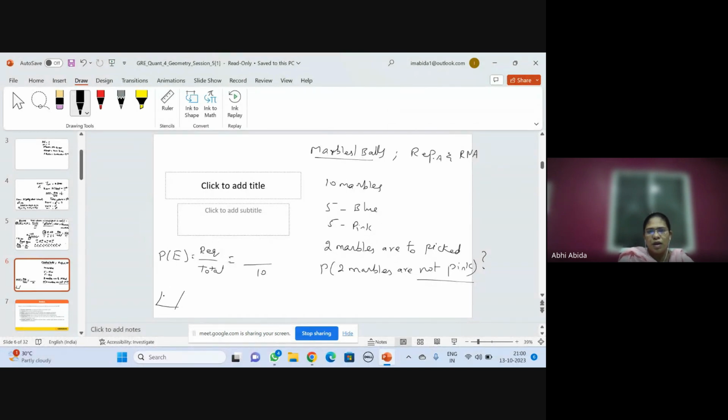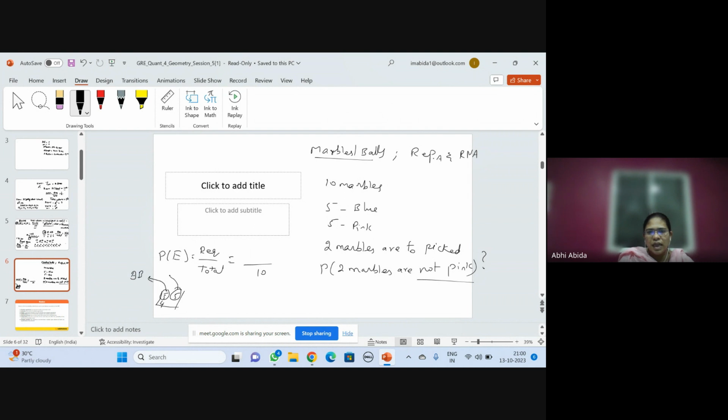Let us put all 5 blue balls and 5 pink balls in this box. I am picking one ball. If I pick one blue ball, how many blue balls will be left in the box? 4 blue balls will be left. For the first chance, for the first time, I am picking one blue ball.